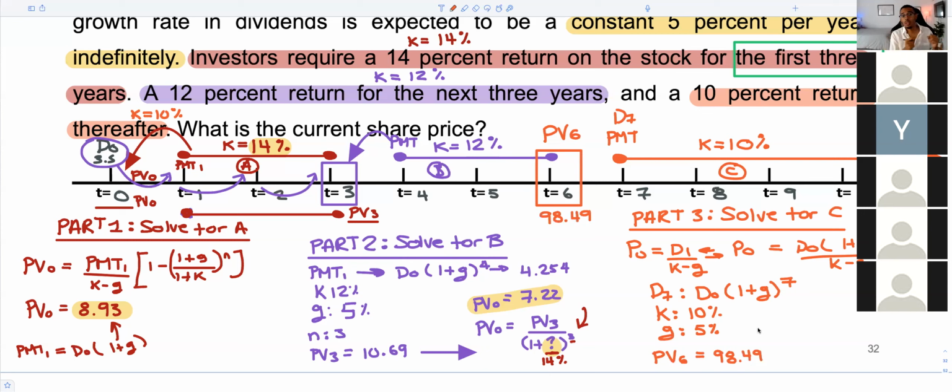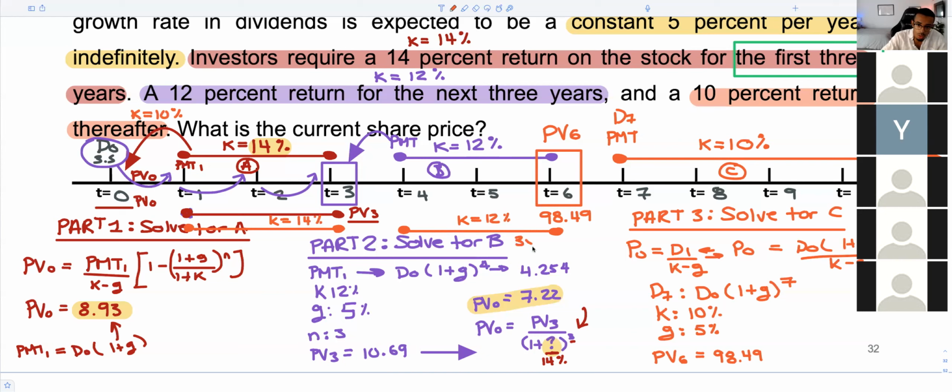Now, we all know the spiel at this point. The value at PV6 is not PV0, so we need to discount it back all the way to PV0. Now, the thing is, we're discounting this PV6 through two different states of the economy, through two different required rates of return. So in order for this to make sense, we need to discount it while using K equal to 12% all the way to here, so for 3 periods. And then we need to discount it again while using K equal to 14% to get to PV0. So we have to discount this twice: when K is equal to 12%, and then when K is equal to 14%.